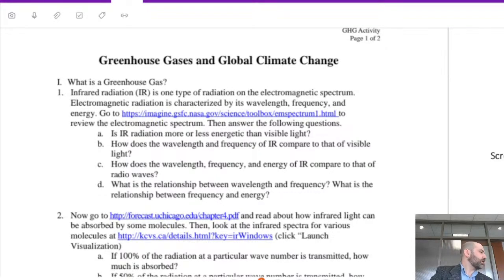Good? Okay, great. All right, so as I mentioned in class today, we're going to look at the chemistry of greenhouse gases. What is it that makes a molecule a greenhouse gas? What does that even mean? And so forth. This document takes you through these ideas and gives you some links to some references that you could use to figure some of this stuff out.